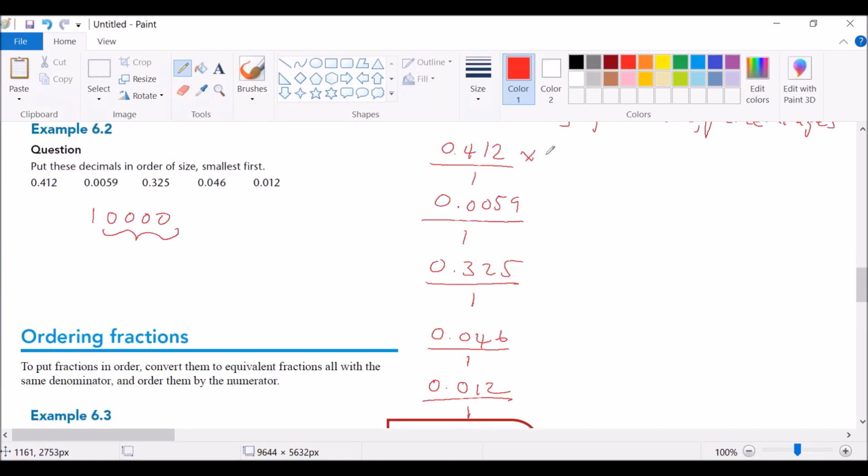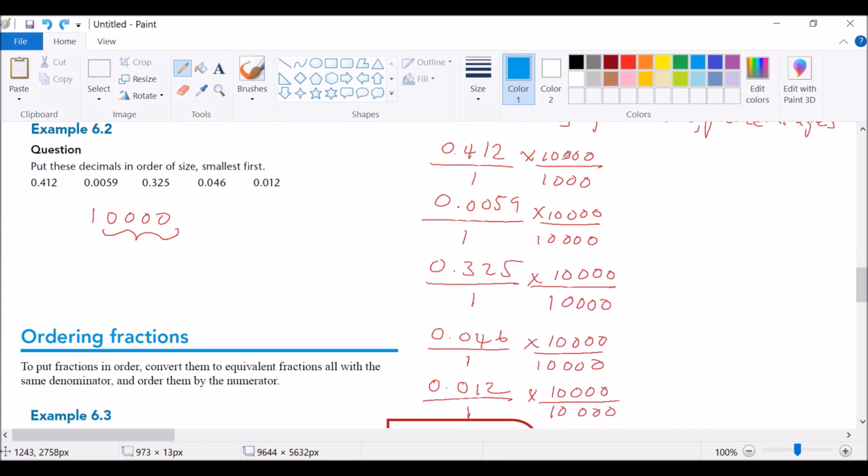So we multiply by 10,000 over 10,000. 0.412 times 10,000 means we are moving 4 decimal places. So it will be 4,120 over 10,000. 1 times 10,000 is 10,000.